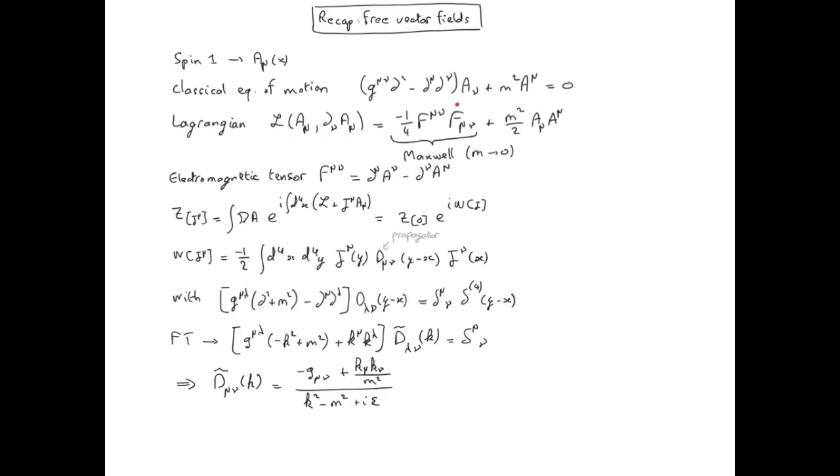And we found the sum of two terms. The first term is the Maxwell Lagrangian of electromagnetism, which we recognize when we introduce the electromagnetic tensor. And the second term is simply a mass term.